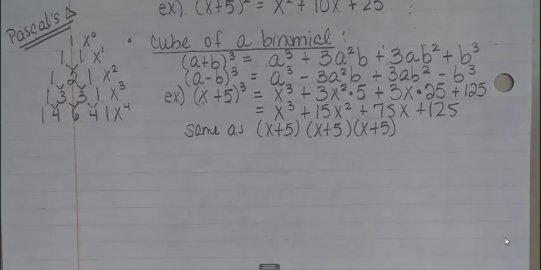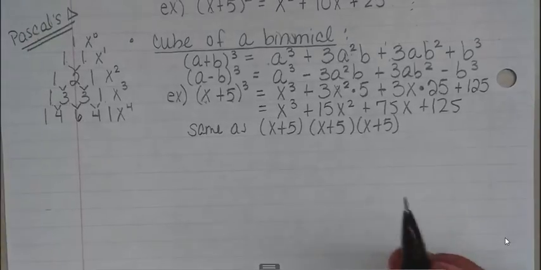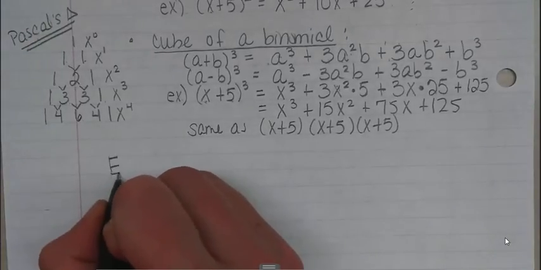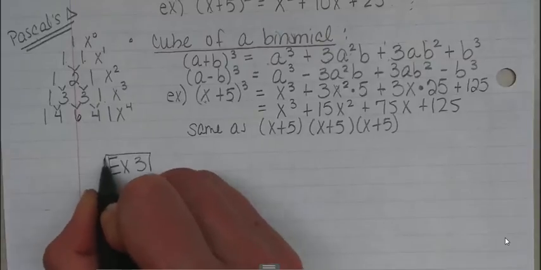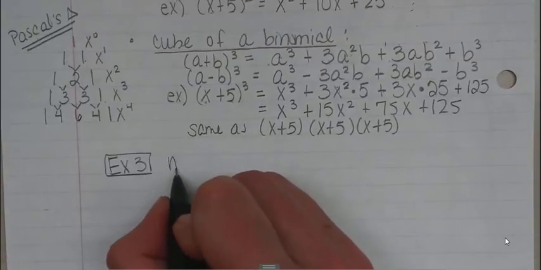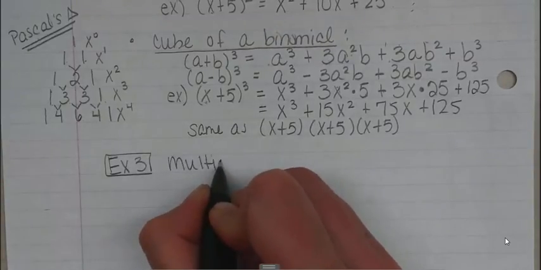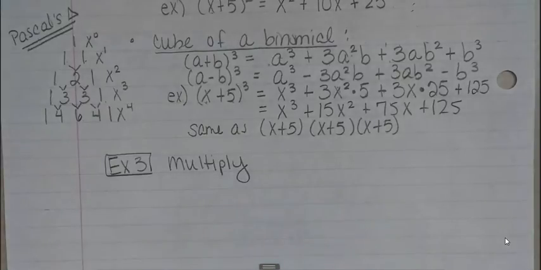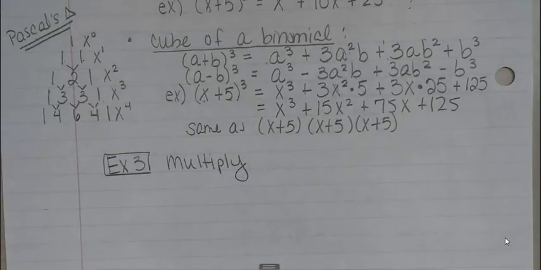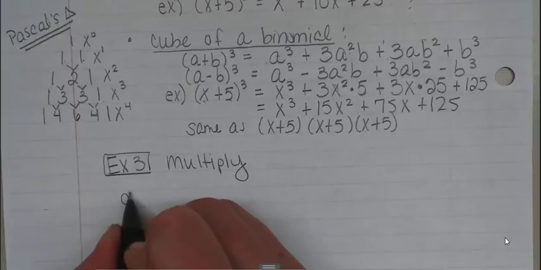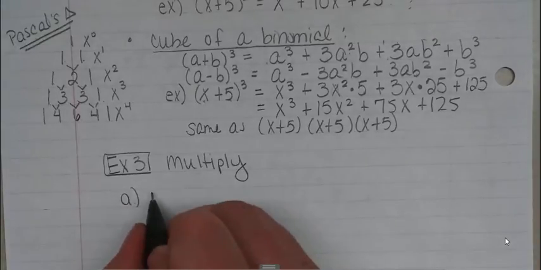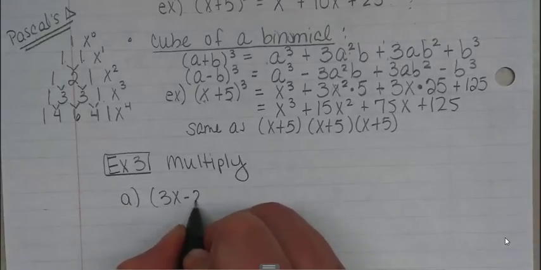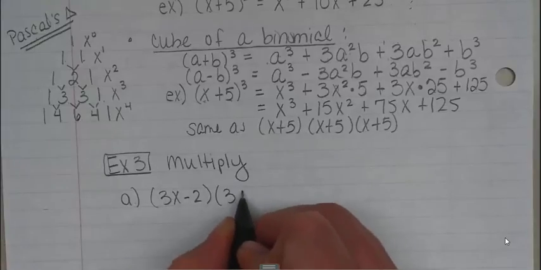Okay, moving on. Let's do example 3. So we are now going to use these patterns, these product patterns that we have noticed. So we're going to multiply. The first one we're going to do is 3x minus 2 times 3x plus 2.